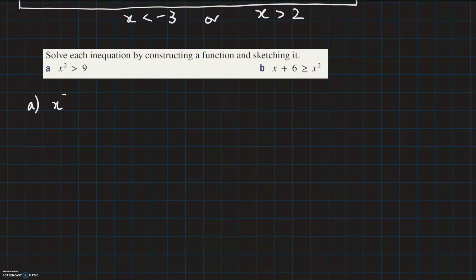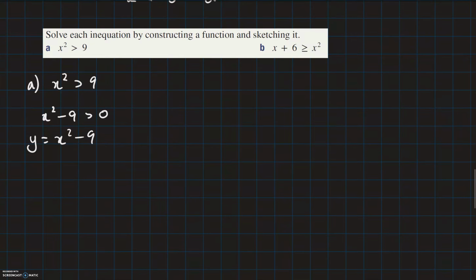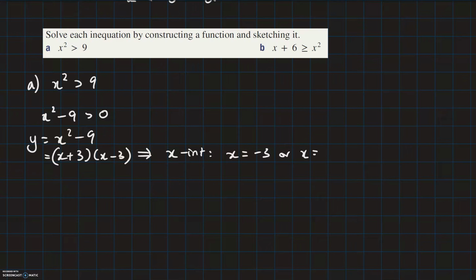So I've got x squared greater than 9. Now here, I want to move everything to one side first. So I'm going to go x squared minus 9 is greater than 0. So I'm going to draw the graph y is equal to x squared minus 9. I can factorize it. So this one, if you notice, is a difference of 2 squares. I've got 2 squares, so x squared is a square, and minus 9 is also a square. So I'm going to have x plus 3, x minus 3. So my x-intercepts are at x is equal to -3 or x is equal to +3.